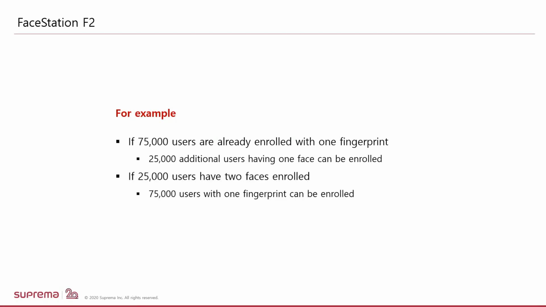Now, if you have 25,000 users having two faces enrolled, even though there are a maximum of 25,000 users, the face count is already maxed because these users have two face templates each. On the total count, you have 75,000 left, but you don't have any left for face. So you can have 75,000 additional users having one fingerprint each, or card, or any other credential besides the face.